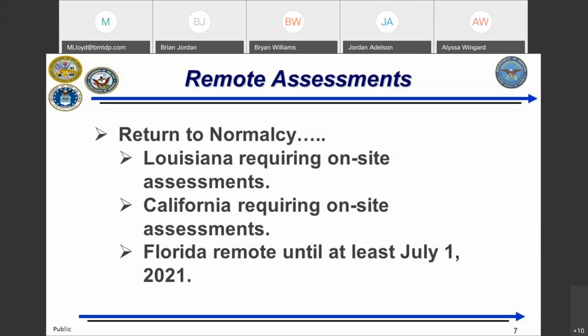Now, these statements obviously are fluid as things open up more. We may be seeing more states. Someone just messaged me and said Texas is also requiring on-site as well. So I think as the weeks and the days move on, we are going to be seeing more states opening up for on-site assessments.